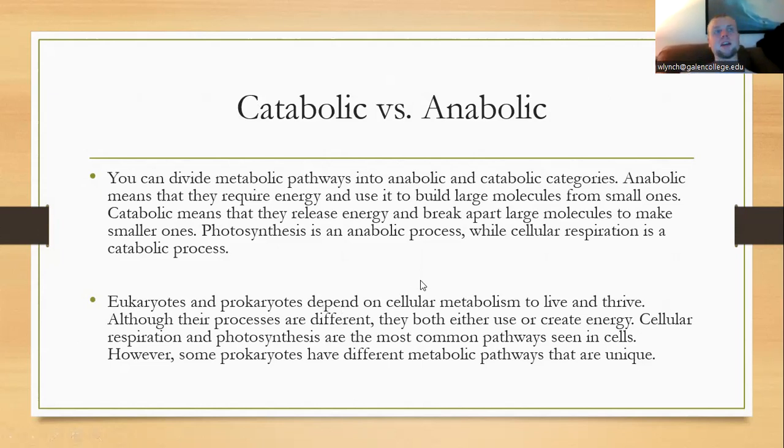Photosynthesis is going to be an anabolic process that we see in plant cells, whereas the cellular respiration that we normally see in animal and human cells is going to be a catabolic process. Eukaryotic and prokaryotic cells both are going to rely on cellular respiration and metabolism to survive. Cellular respiration and photosynthesis are the most common pathways that we see in cells.